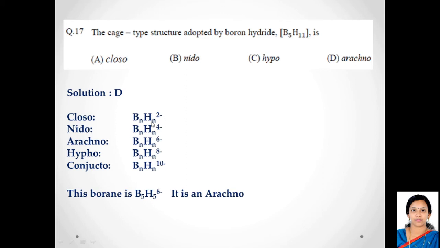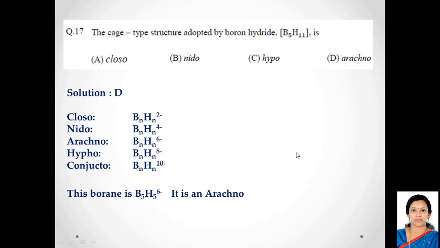You can memorize these 5 different types of structures. The closo is BnHn 2 minus, nido is BnHn 4 minus, arachno is BnHn 6 minus, hypo is BnHn 8 minus, and conjuncto is BnHn 10 minus. This is pretty easy to memorize like this, so you can figure out what the structure is. The correct answer for this is option D. It is an arachno structure.